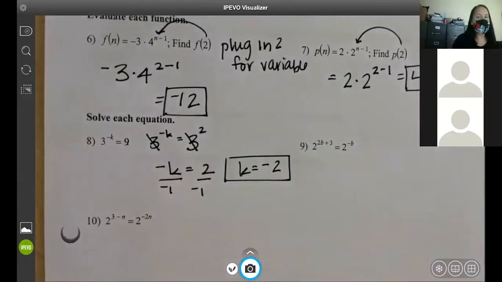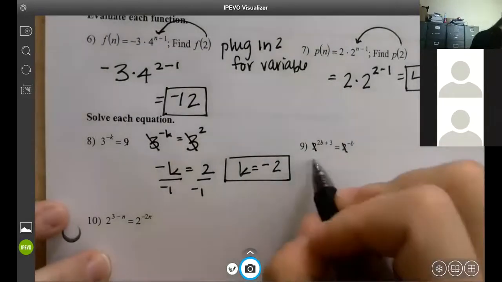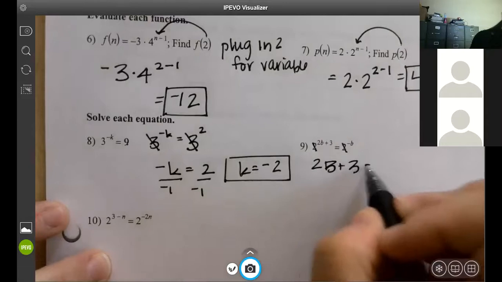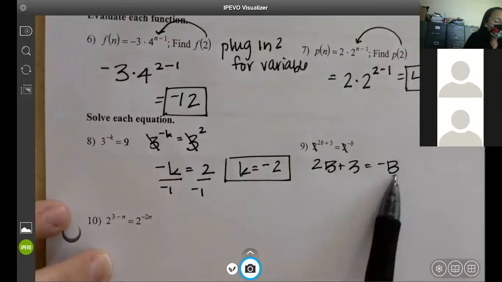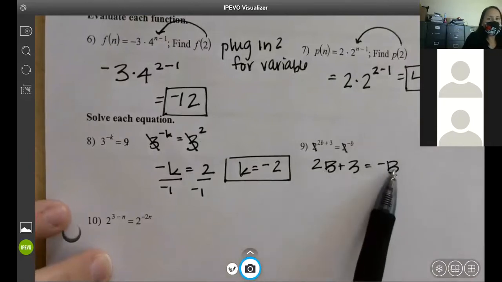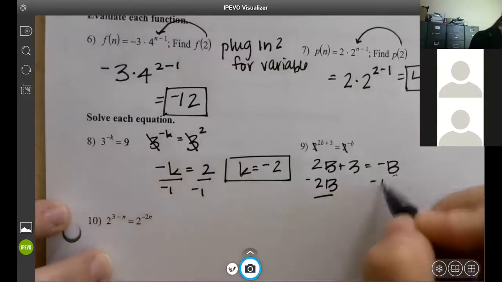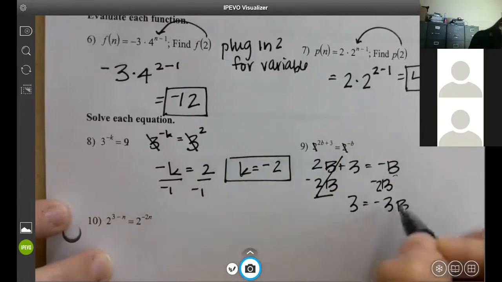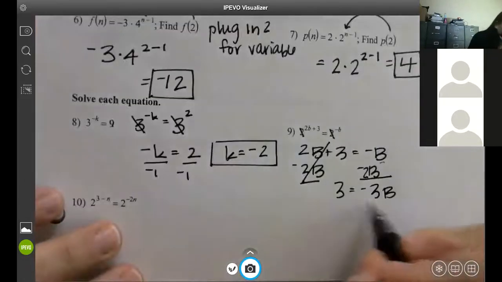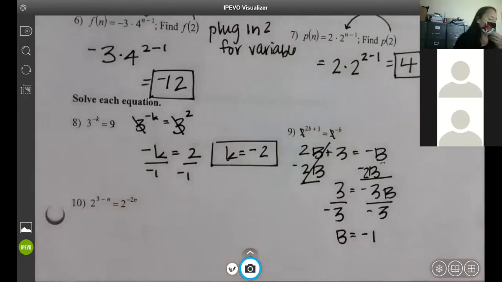Now the other ones already have the same base. So you can just go ahead and mark those out and solve 2b plus 3 equals -b. I need to get my b's on the same side. Typically I'd move this one, but I'm going to move this one. The reason I'm not moving this one is because this one's already by itself. It doesn't matter if you put it over there, that's fine. It doesn't matter which order. But I'm going to subtract this 2b. I get 3 equals -3b. We're going to divide by -3. And we get b equals -1.